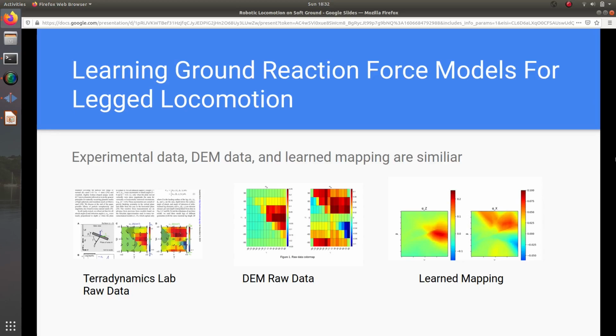On the right is the neural network's learned mapping from the foot orientation and foot direction of velocity to stress per unit depth. From this dataset, we can reasonably infer that the DEM simulation is capturing the essential physics of the Pterodynamics experiment, and moreover, that the neural network is also capturing that.